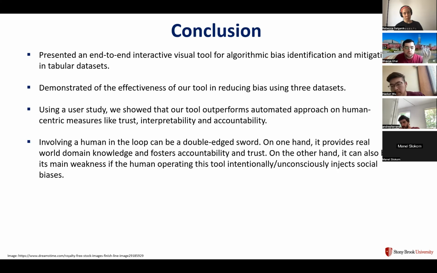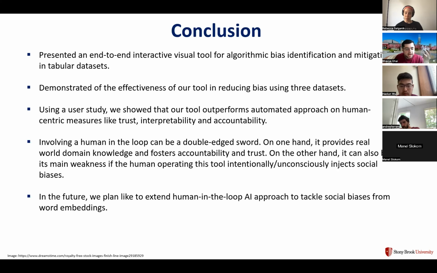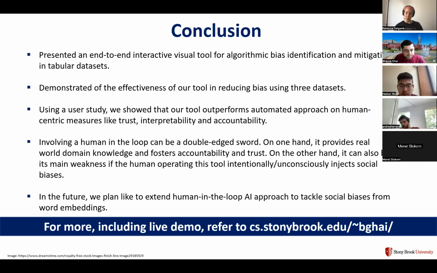The objective of our tool was to give as much flexibility as possible. So here we are assuming that the person using the tool is a very responsible person. But if there is a malicious person in charge, then they can also do much worse than what it was in the beginning. And in the future, we'll want to extend this human in the loop approach to tackle biases from word embeddings as well.